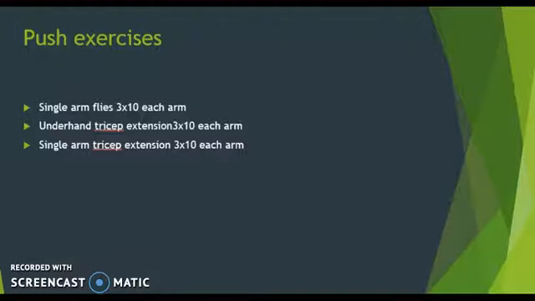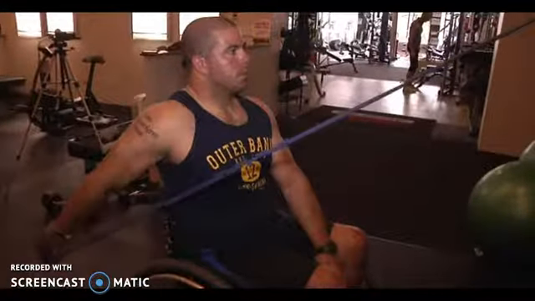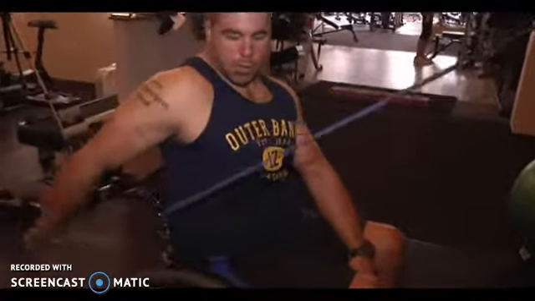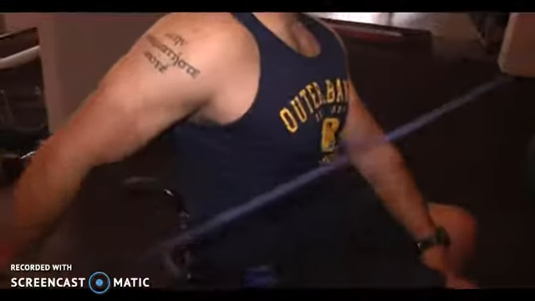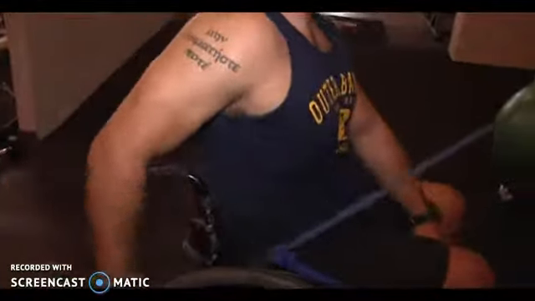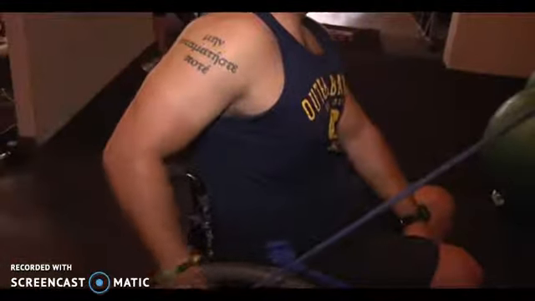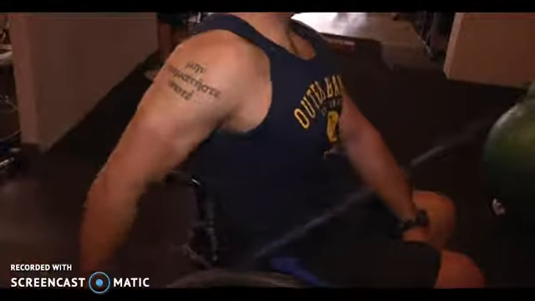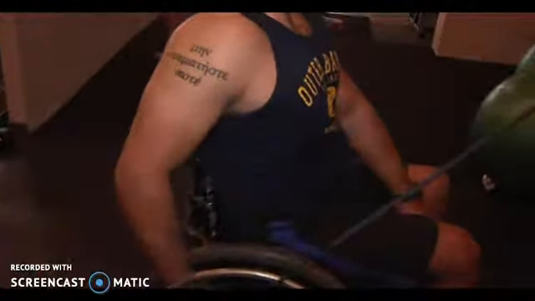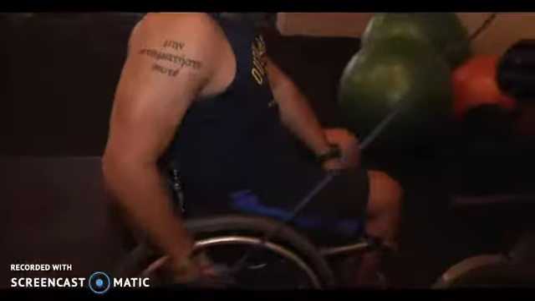Next workout for the push exercises on our list is the underhand tricep extension, 3 sets of 10 reps each arm. Here you can see somebody getting ready to do our underhand tricep extension. You can see he's keeping his elbow straight, not much movement in the shoulder. It's a great way to work out your triceps and hit the medial head as well as the short head.